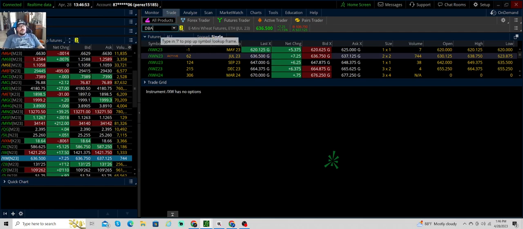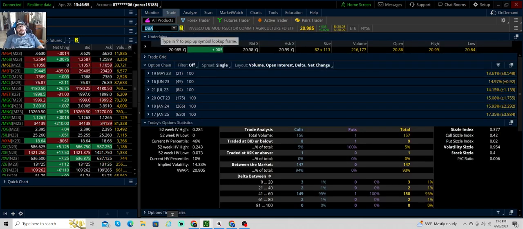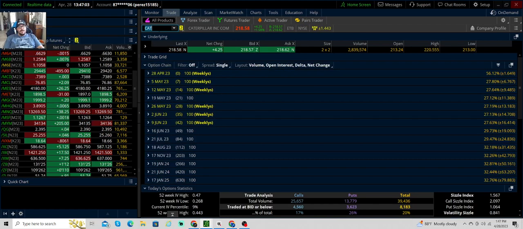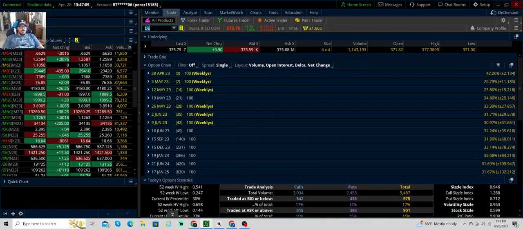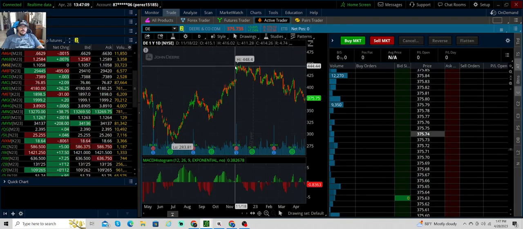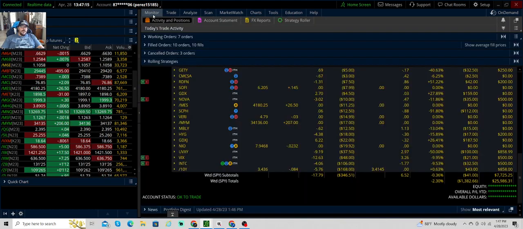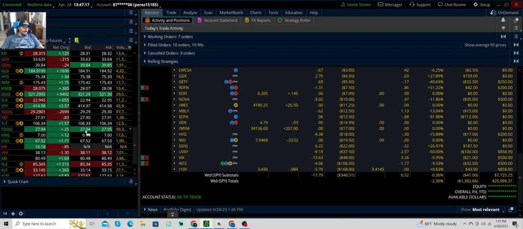There's an ETF called DBA. You can look at this, but it hardly moves. And then Caterpillar's having a nice day. And John Deere. John Deere's been beat up pretty good, I think. From 450 down to 375. That's another ag correlated play.